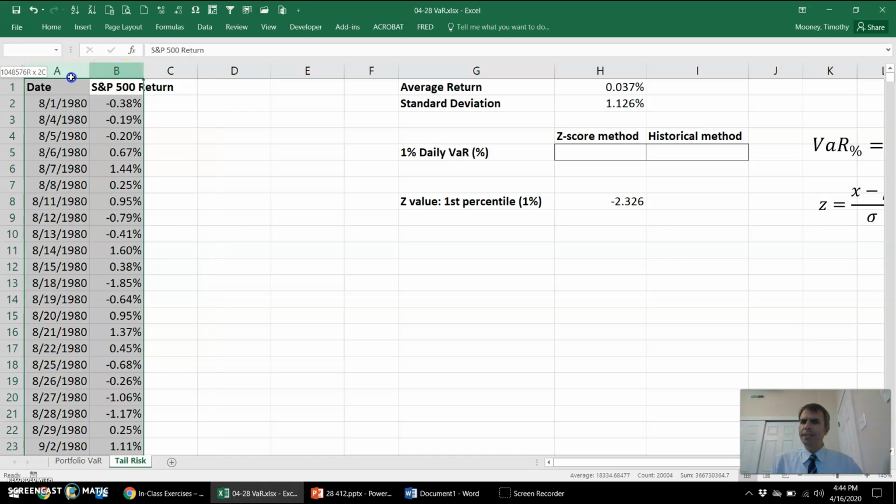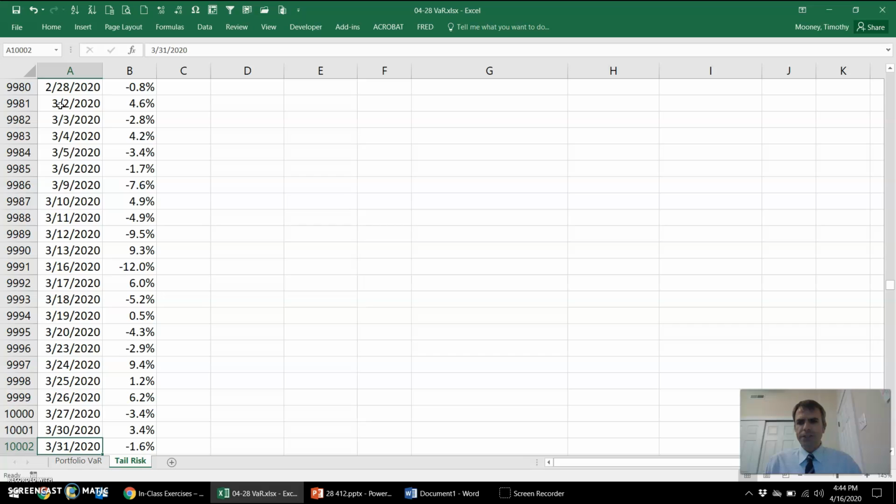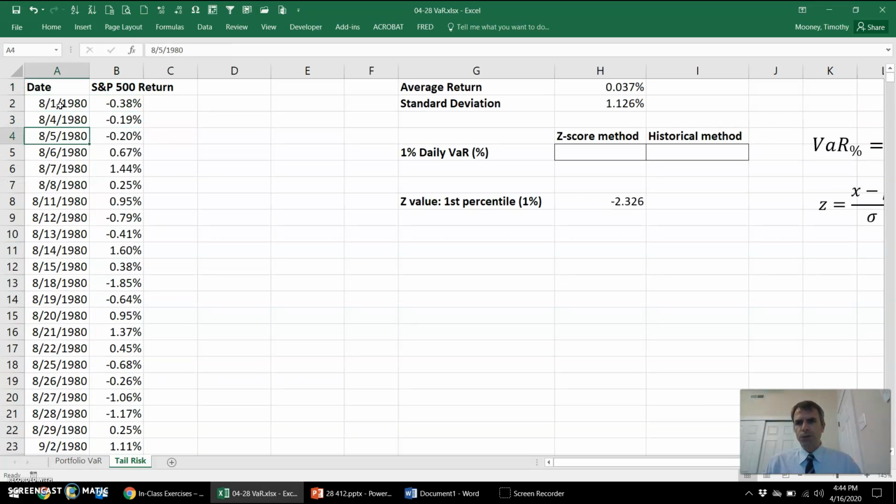So here's the historical daily S&P 500 return going back to August 1980. You can see we've got just about exactly 10,000 historical daily returns. Average daily return is about 3.7 basis points in this sample. Daily market return, and here's the standard deviation.